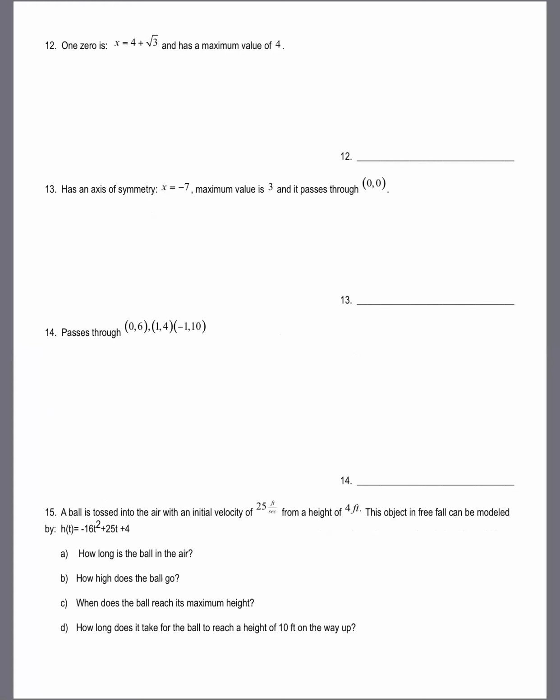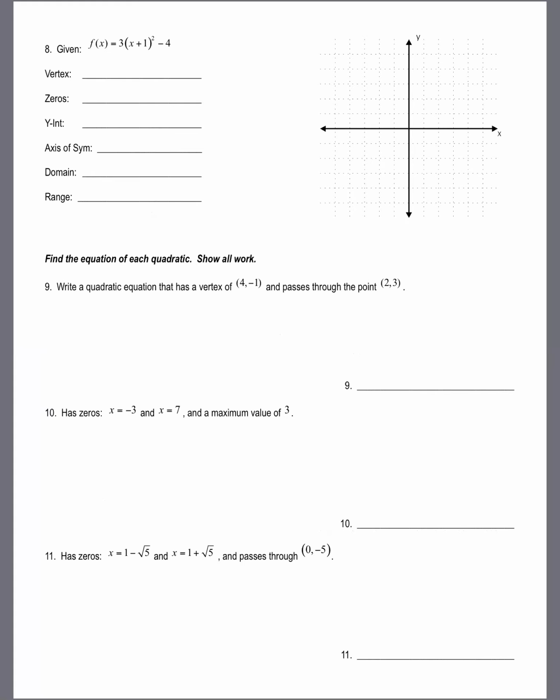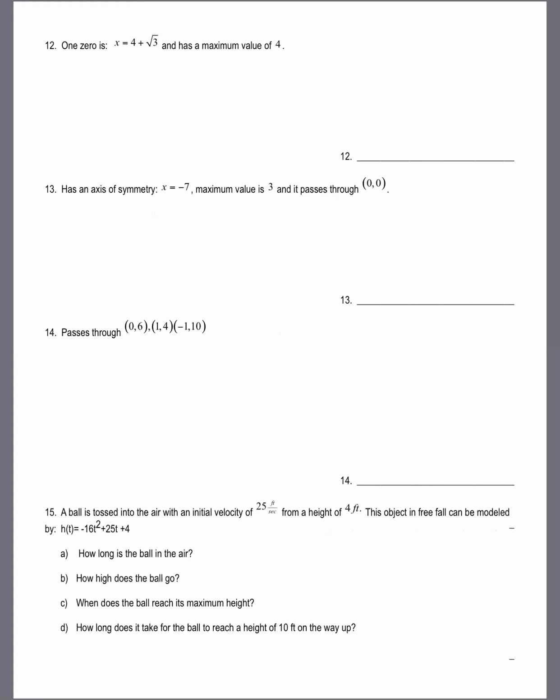So we have 1, 0, and it has a maximum value of 4. And what are we doing with these? We're finding the quadratic, show all your work. Okay. So let's see, if I sketch this out a little bit. So here's what I know. 4 plus root 3, let's just see what that is as a decimal. 4 plus the square root of 3. Okay, that's about 5.7.